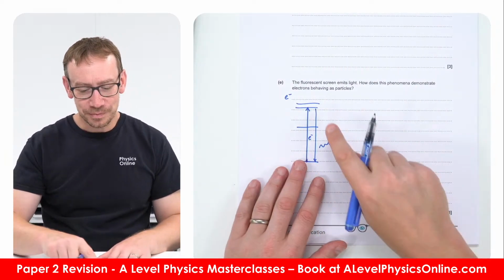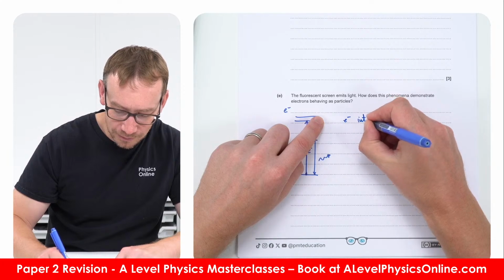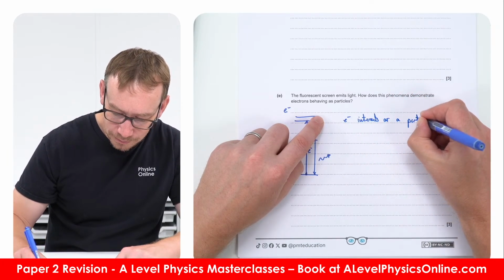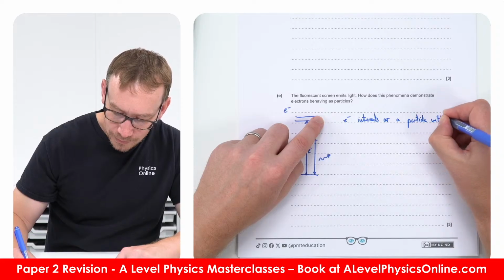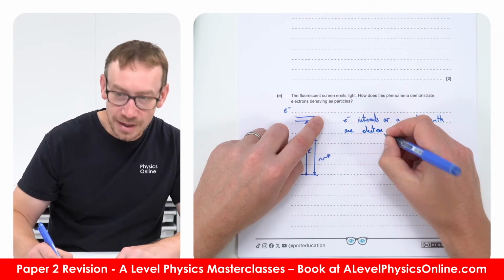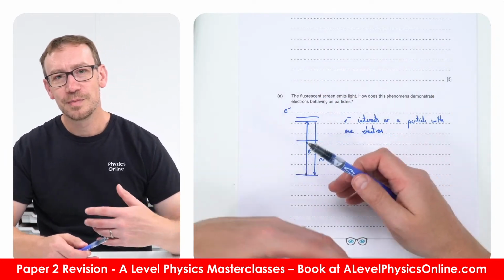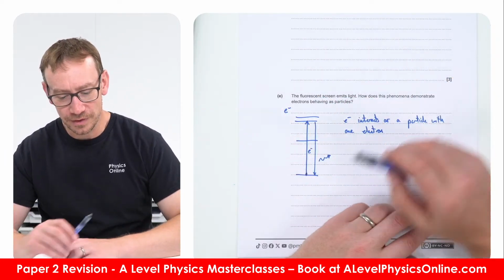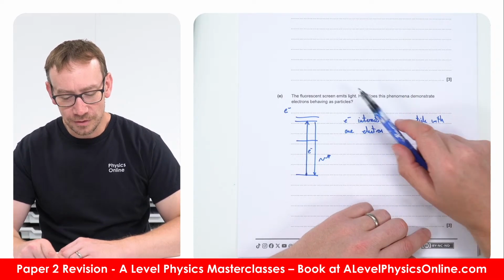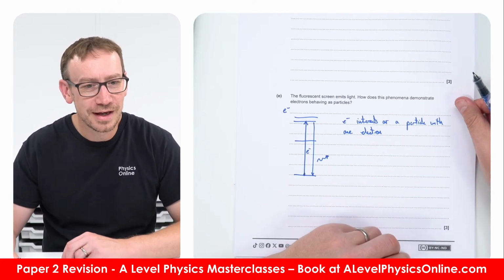Okay, so what you can talk about here is that you've got an electron interacting as a particle with one electron, and then that electron in the phosphor coating goes up an energy level, and as it de-excites, it emits a photon of radiation of a certain frequency. So I guess that's how that phenomenon shows that we've got electrons behaving as particles.